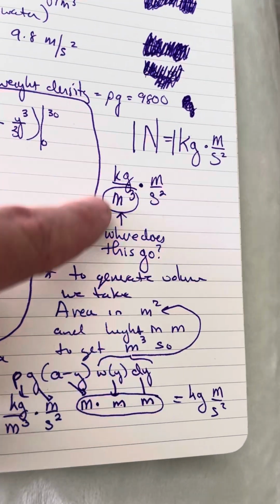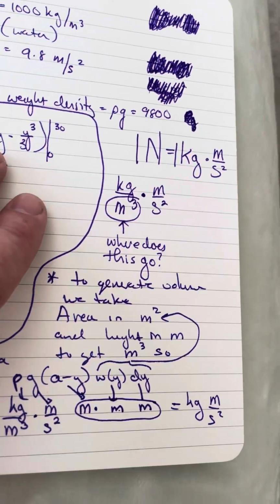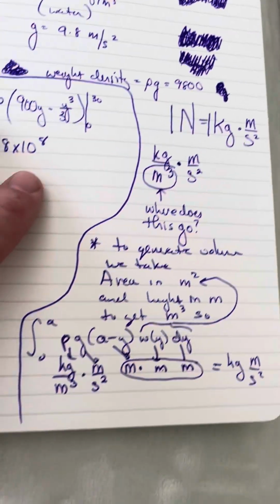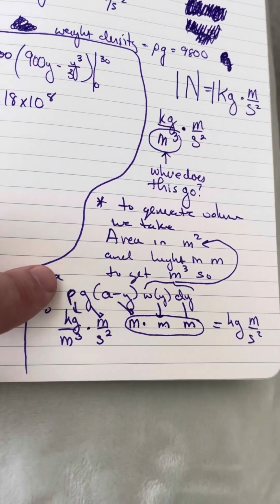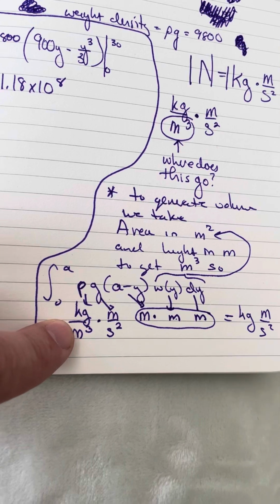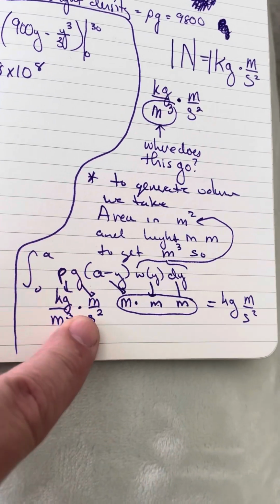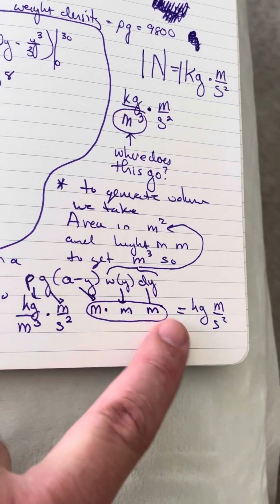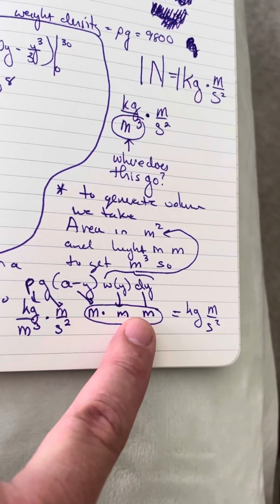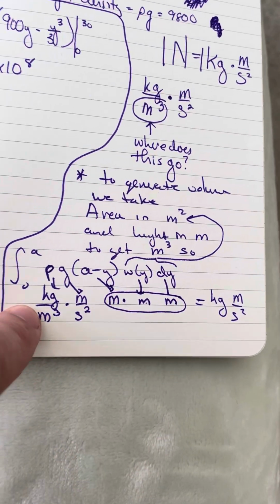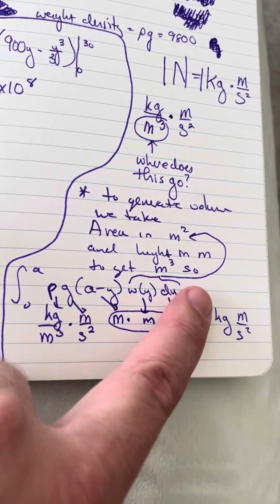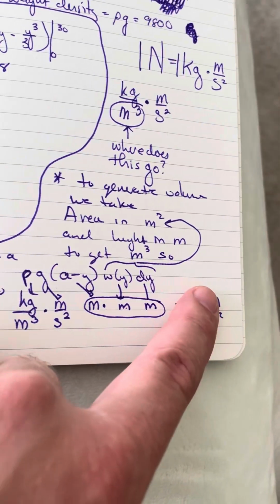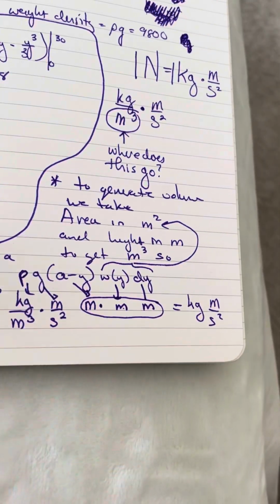And I was trying to figure out where the joule comes in, or the Newton comes in. And so I started monkeying around with the way the units look. So the density is kilograms per meters cubed. The gravity is meters per second squared. The height is a meter, the width is a meter, and dy is a meter. So those three meters multiplied together will cancel that meter cubed out. So that's how we end up with kilograms times meter per second squared. Hopefully that helps a little bit.